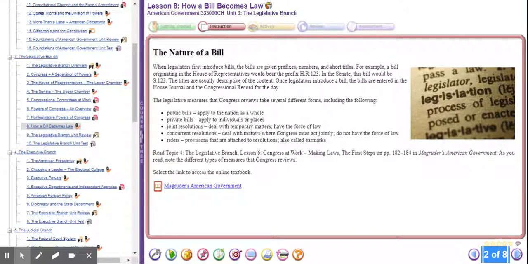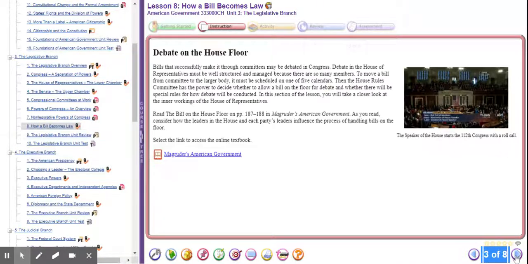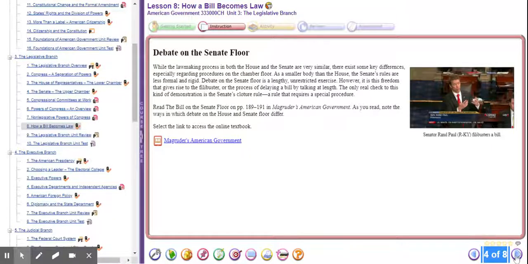I would go back and look at what a public bill is, what a private bill is, joint resolution, concurrent resolution, what a rider is. All of these are important terms to look at. And then once the bill is written, they start to have debate. There's debate in the House. There's debate in the Senate also. And there are a little bit of differences between how the House debates and how the Senate debates. And so I would take a look at that. Slides 3 and 4 of 3.8 talk about that.